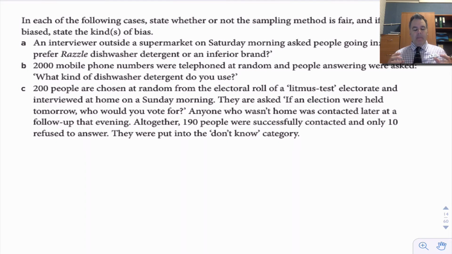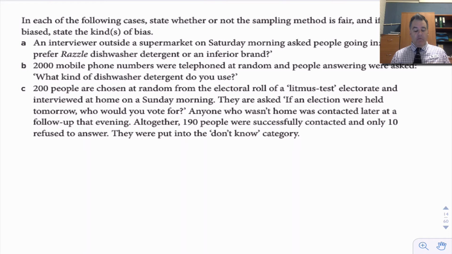Okay, so first of all, we'd have to look at what's the population here. I guess it's people who buy dishwashing detergent, or people who use dishwashing detergent. So that's a huge sample. Outside a supermarket, just on a Saturday morning, you've got a limited number of people who could even be in the survey here. So there's heaps of people that are excluded from this survey. And the question is very leading, talking about an inferior brand. This is a bad question, heaps of bias, and the way it's set up, not good.